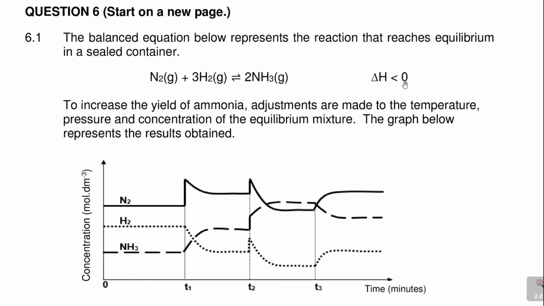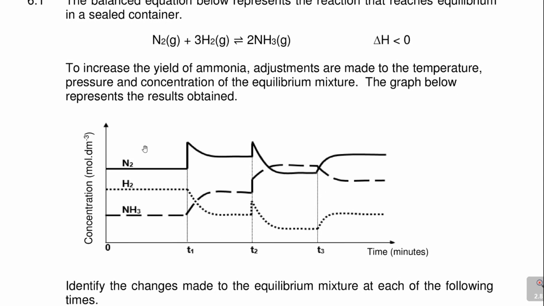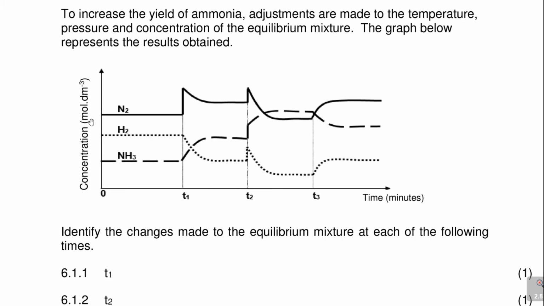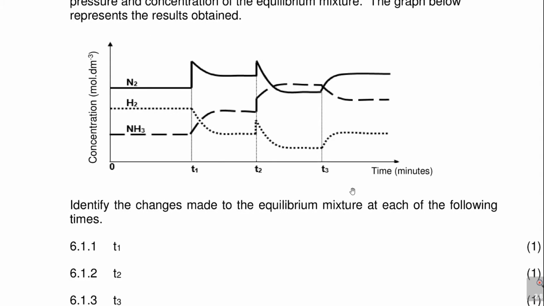It simply means that it's an exothermic reaction, meaning it releases heat. So here delta H, or the heat of the reaction, is negative. Now, to increase the yield of ammonia, adjustments are made to the temperature, pressure, and concentration of the equilibrium mixture. The graph below represents the result obtained. So this is the graph of concentration versus time.